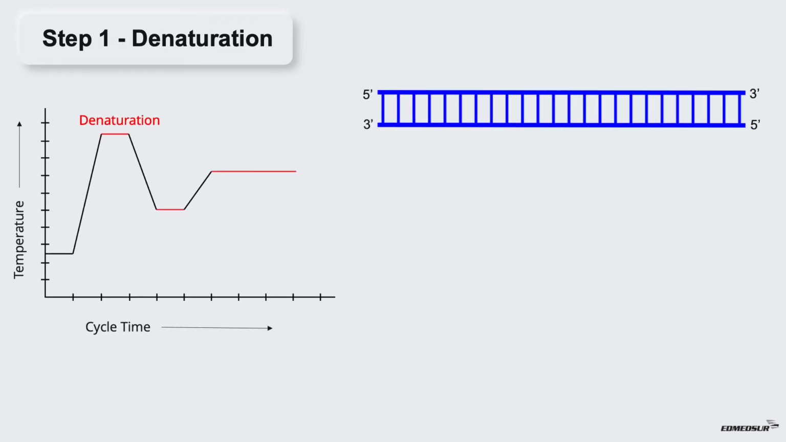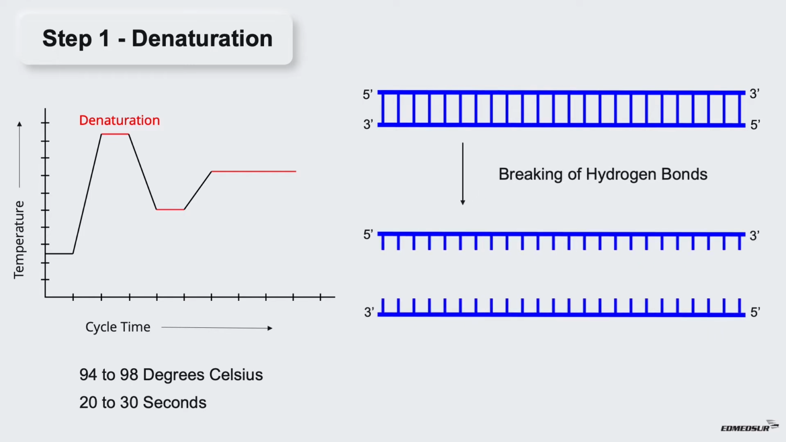Step 1. Denaturation. For denaturation, the machine's temperature is raised to between 94 to 98 degrees Celsius for about 20 to 30 seconds. This causes the hydrogen bonds between the 2 strands of DNA to break and separates the 2 strands of DNA template. The temperature and duration depend on the GC content of the sequence, as guanine and cytosine bind together with 3 hydrogen bonds, while thymine and adenine bind together with 2 hydrogen bonds.